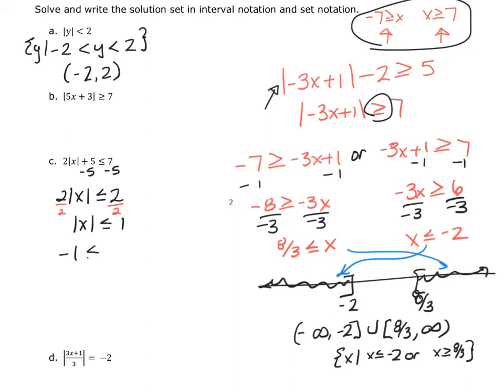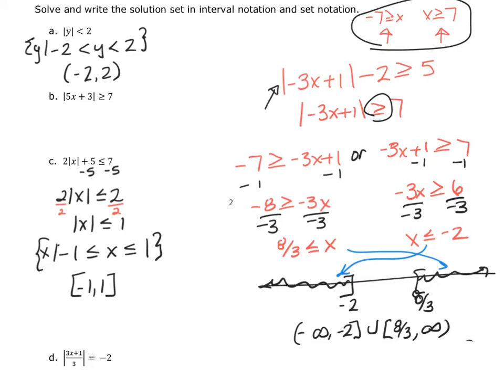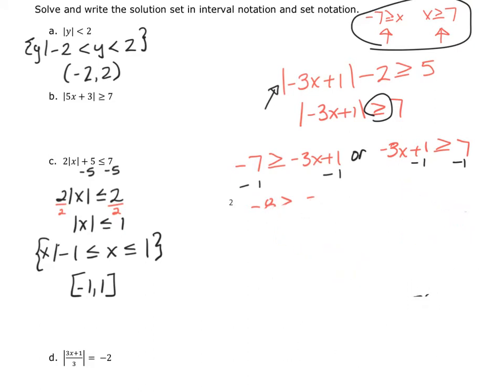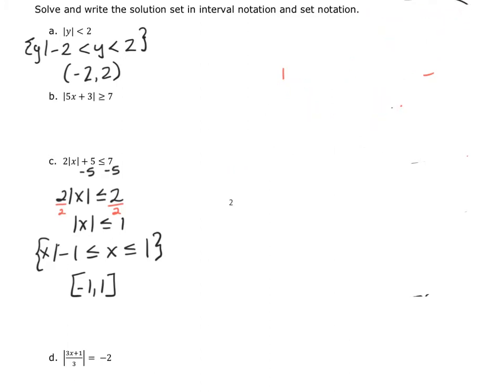This one, again, I'm allowed to sandwich because it is a less than. So interval notation, set builder notation would look like this. Interval notation would be from -1 to 1. Are there any questions on A or C? I'm going to erase this so that I have the space to do B. Any questions at all on A or C? Okay, so let's take a look at B.